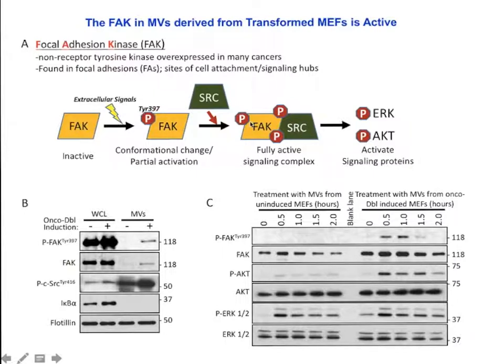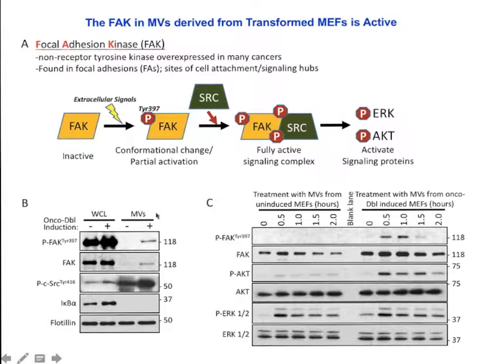Now, this would be a unique way to send a signaling mechanism or a signaling protein to a recipient cell. And so what we did is we took advantage of an antibody that recognizes FAK only when it's tyrosine phosphorylated on 397, and this is important for its activation. And we probed the microvesicles from the transformed cells, and you can see here that the FAK that's in these microvesicles is indeed phosphorylated, indicating it's active.